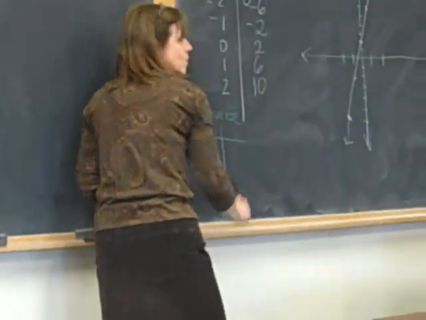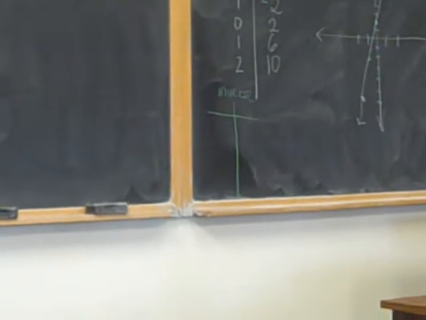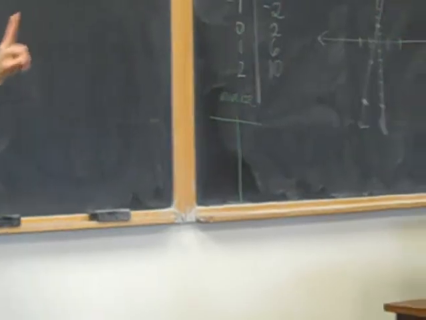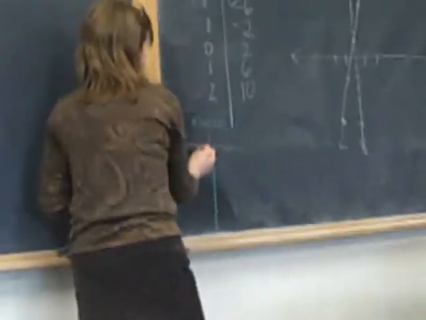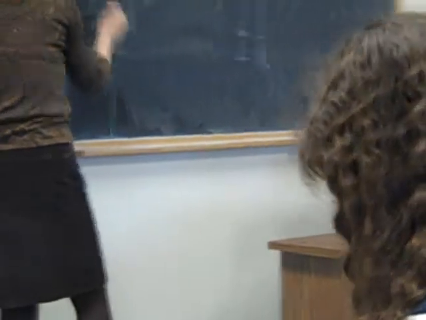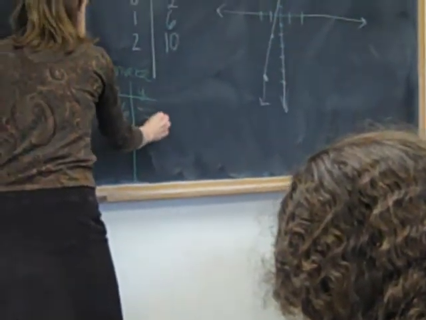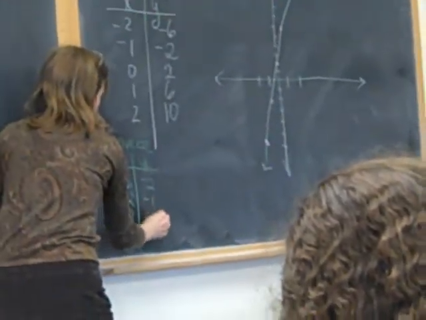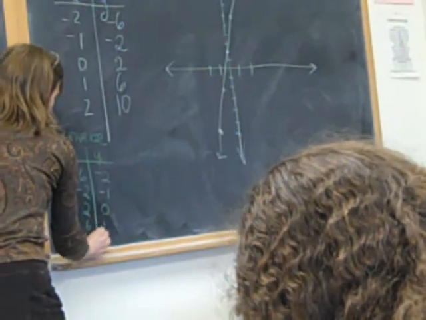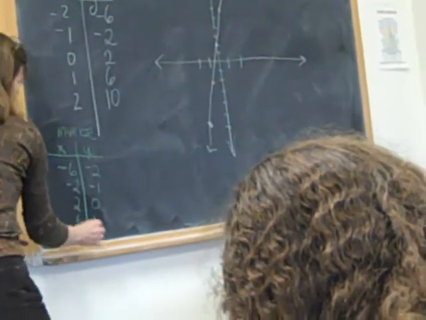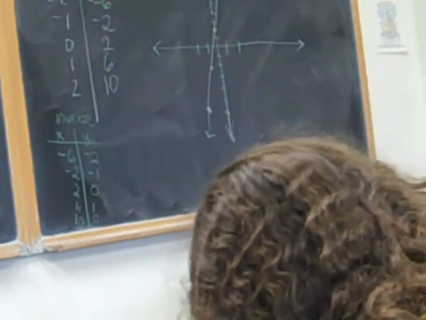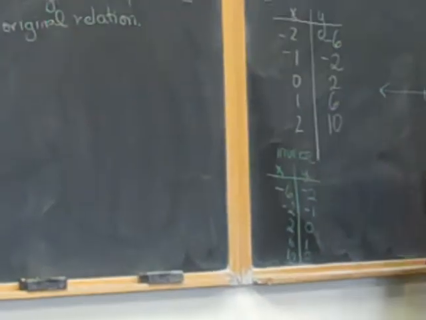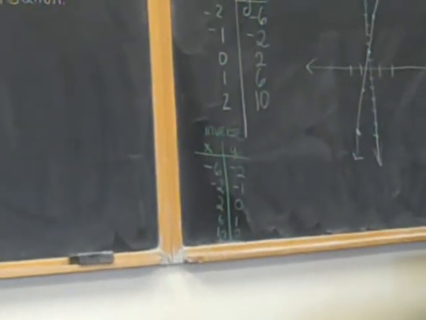What do we do to get the inverse? We interchange the x and y's. So we're going to take our ordered pairs that we had before and we're going to switch the order. The y's become the x's and the x's become the y's. So are you following all right how we reverse the order of our chart?